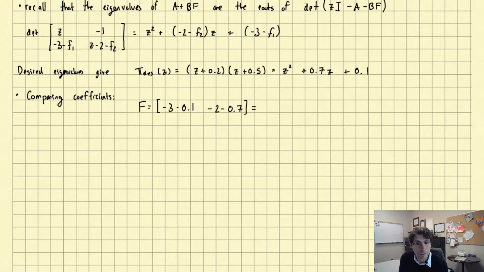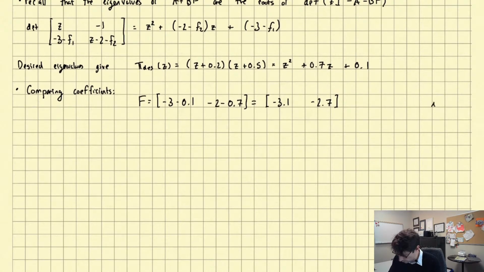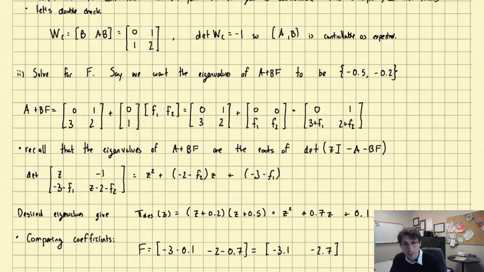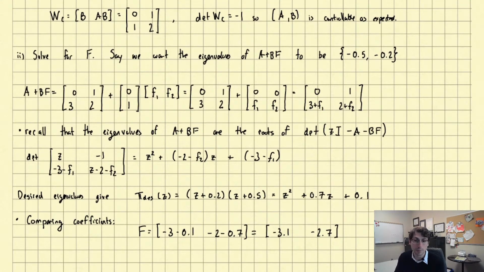We get those two equations, which if you do the calculation, you get negative 3.1 and negative 2.7. Okay, so there's our first state space design. It's a state feedback which stabilized an unstable plant. And we were able to do that because controllability implied we can place or assign the eigenvalues of A plus BF arbitrarily.